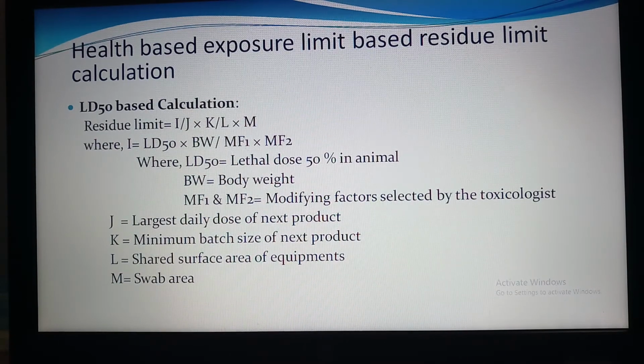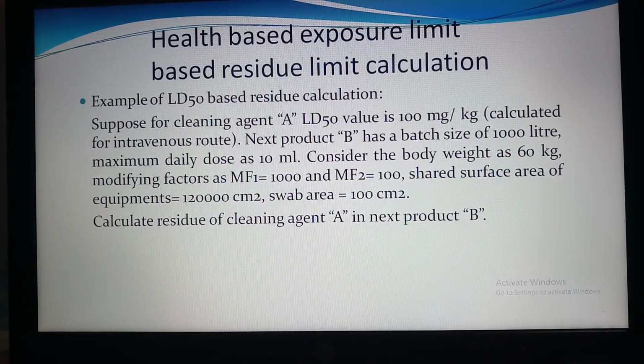Then the last criteria is LD50 based calculation. This LD50 value is generally used for those agents which do not have a dose, like cleaning agents, and here the residue limit calculation formula is the same, that is I by Z into K by L into M, where I becomes LD50 into body weight by multiplication of two factors, and the rest remain the same.